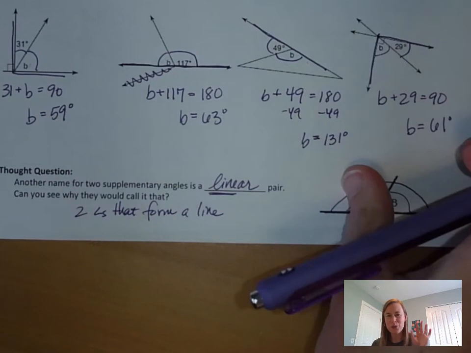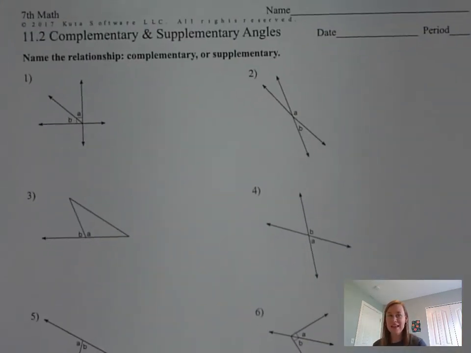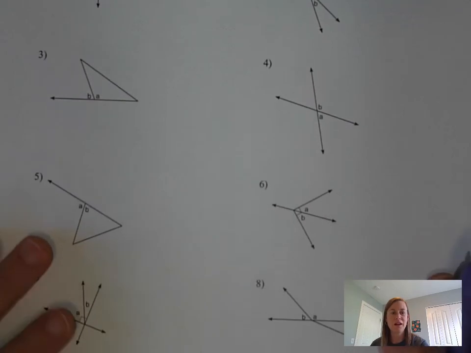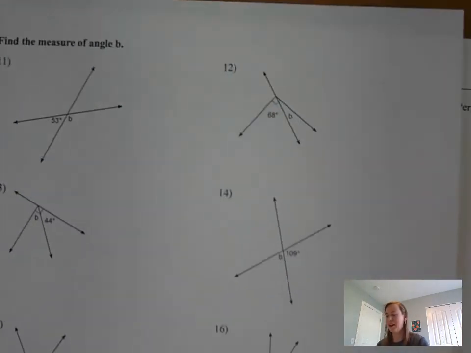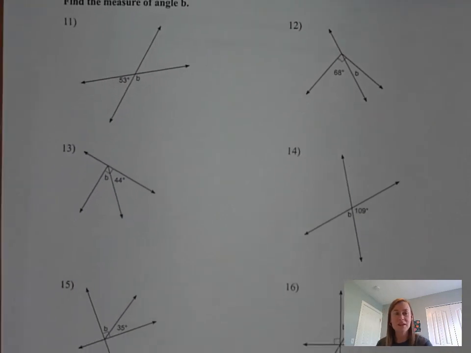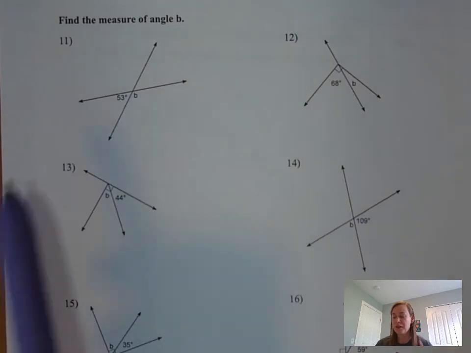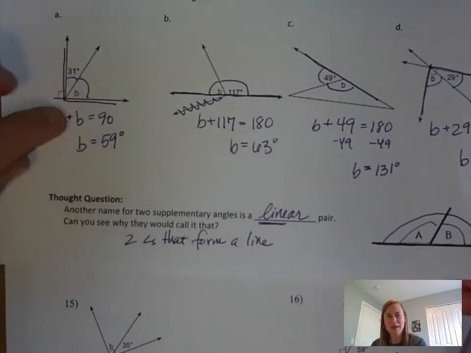Now let's just take a quick sneak peek at your assignment. On the first page, all you have to do is name the relationship. You don't need to find any measurements. So you're going to give me a C or an S for all of these. On the second page, here we go. On the second page, you're actually going to find some measurements. So you're going to have to use your brain a little bit more and figure out if the two angles are going to add up to equal 90 degrees or if they're going to add up to equal 180 degrees. And if you get lost, just refer back to this notes page. I think it's really helpful.